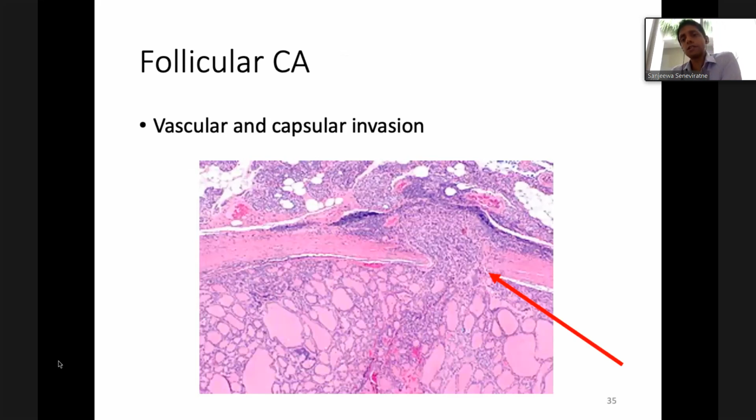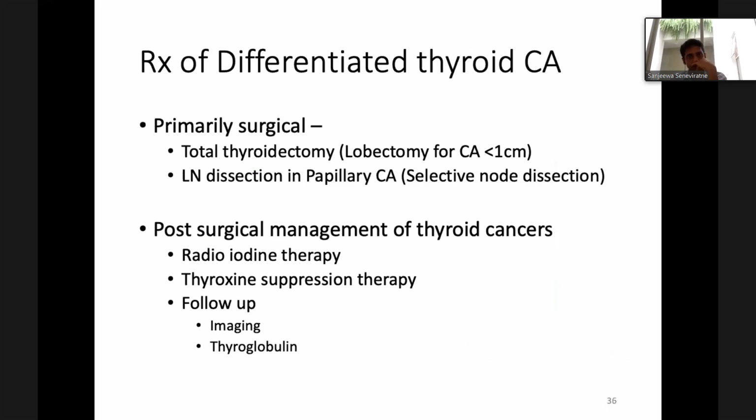So this is a picture of a capsule invasion. You can see there's a nice capsule around this lesion, but at one point the capsule is invaded by the follicular cells. So this is what the pathologist will look at and say, okay, this is not a follicular adenoma but a follicular carcinoma. That is because this cannot be seen with FNAC. It can be seen only after removal of the ipsilateral lobe with the lesion. So that is why we have to do a diagnostic hemithyroidectomy in these patients.